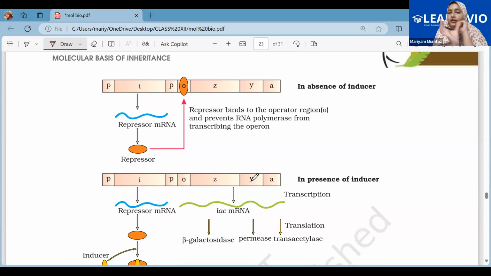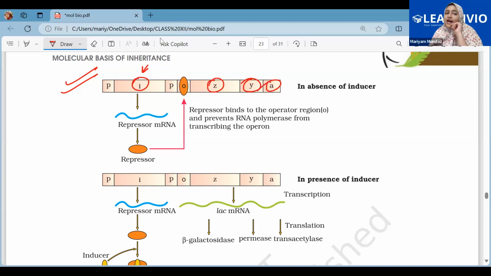Now see, this is the whole entire diagram, and many a times this diagram is asked in the question also. Now this I, it codes for the repressor, right? This is the I that we were talking about. It will code for a repressor. Then there is the O, which is the operator region, and then Z will code for beta galactosidase, Y will code for permease, and A will code for transacetylase.